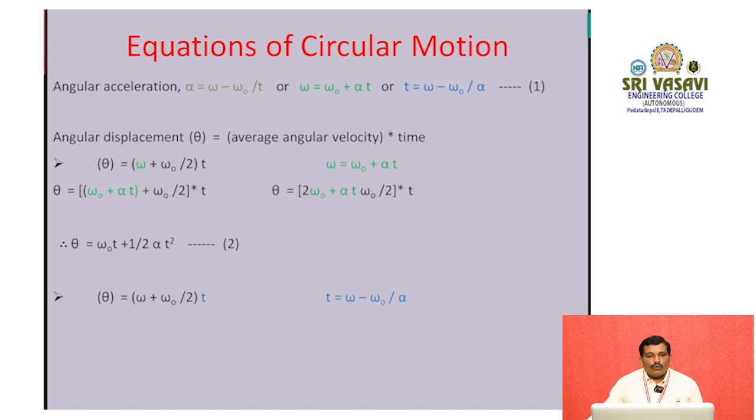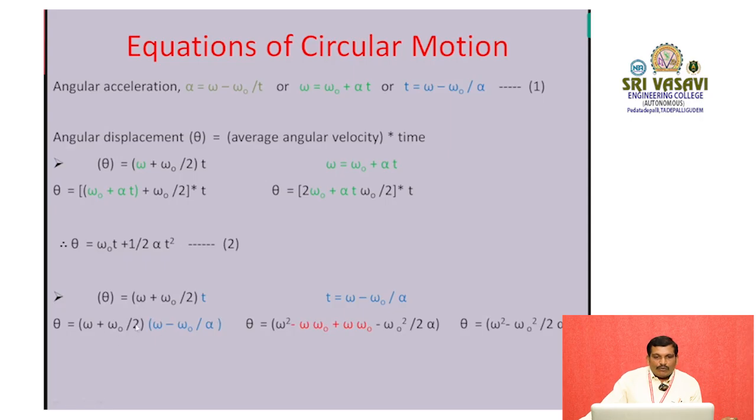Theta is equal to omega plus omega naught by 2 into t. Already we had written in the first equation t is equal to omega minus omega naught by alpha. By applying the t value here, theta is equal to omega plus omega naught by 2 into t, where t is equal to omega minus omega naught by alpha. So theta is equal to omega plus omega naught by 2 into omega minus omega naught by alpha.